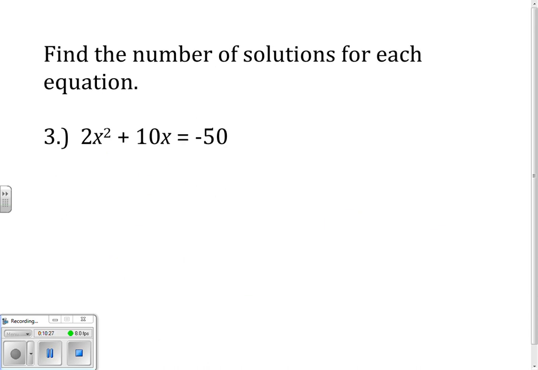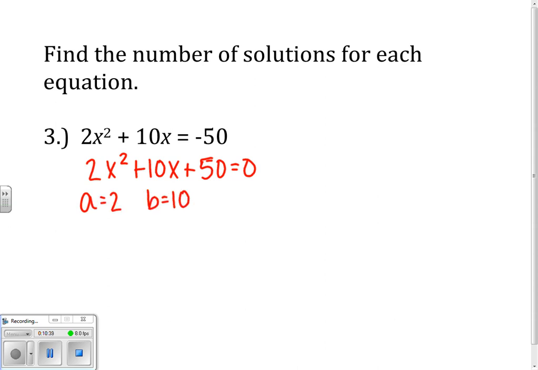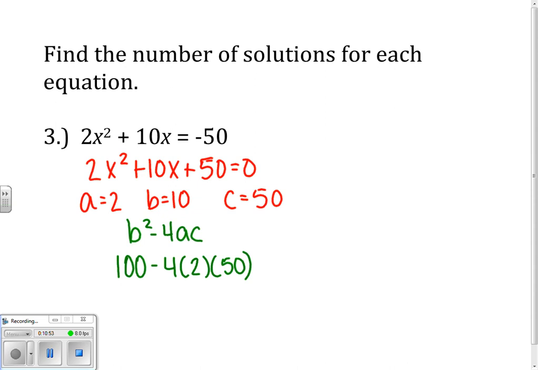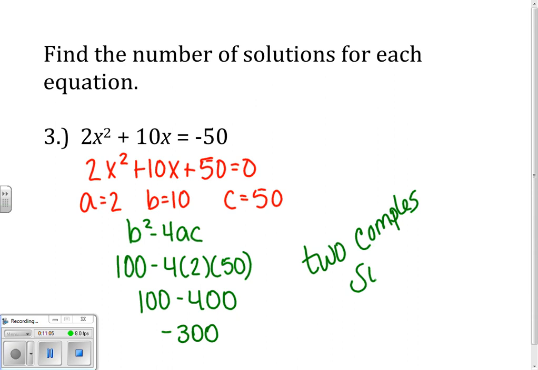Number 3, not equal to 0 either. So I'm going to start by adding 50. 2x squared plus 10x plus 50 equals 0. My a value is 2, my b value is 10, and my c value is 50. So for b squared minus 4ac, 10 squared is 100, minus 4 times 2 times 50 means 100 minus 400, which is negative 300. So this is going to be two complex solutions. I didn't even spell complex right. Sorry about that.